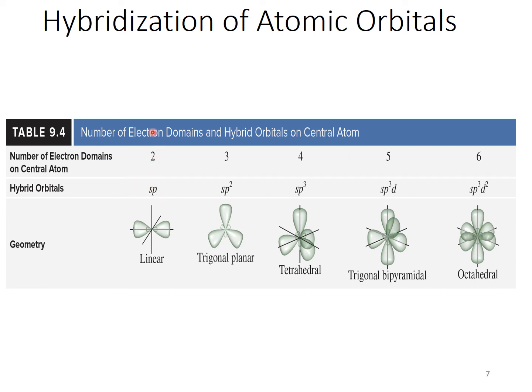SP, so there's 2 domains, so SP, that adds up to 2 total domains. 3 is SP2, a single S and 2 Ps. If there's 4 electron domains, that will be an SP3 hybridized orbital needed. 5 is SP3D, 6 is SP3D2. So simply the number of orbitals that you are combining together will equal the number of electron domains on the central atom.